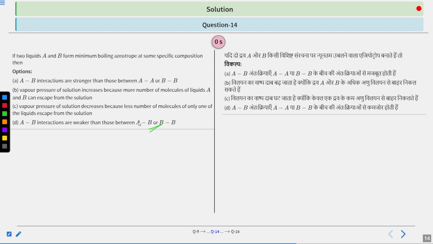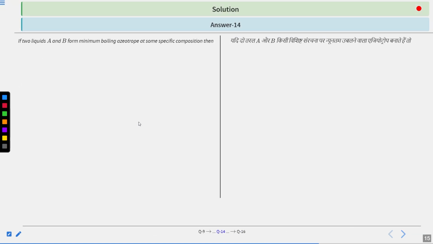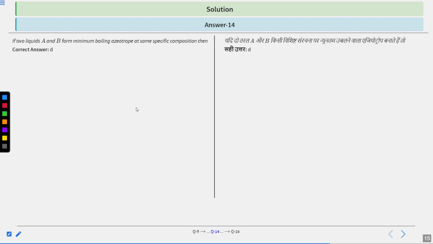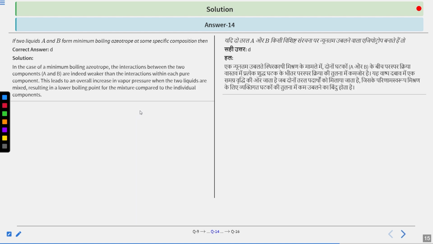So your time is up. Let us see how we can solve this question. For those who have solved, the correct answer is D. In the case of a minimum boiling azeotrope, the interaction between the two components is weaker because it shows positive deviation. You know that minimum boiling azeotropes show positive deviation. For that reason, the interaction is less than the ideal one, and that results in the escape of species, and hence positive deviation. Clear? So this results in a lower boiling point for the mixture than for the individual components.